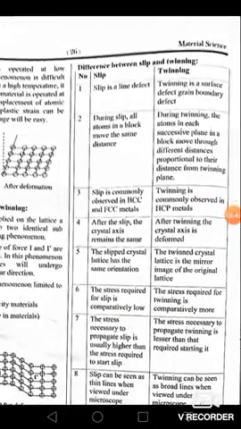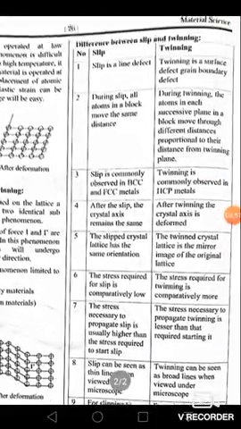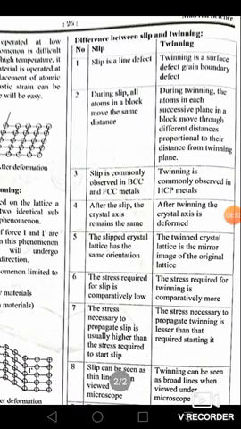Now basic differences between the slip and twinning. So let us see the basic difference between slip and twinning. Slip is a line defect, whereas twinning is a surface defect, a grain boundary defect. During slip, all the atoms in a block move the same distance, but during twinning, the atoms in each successive plane in a block move through different distances proportional to their distance from the twinning plane.